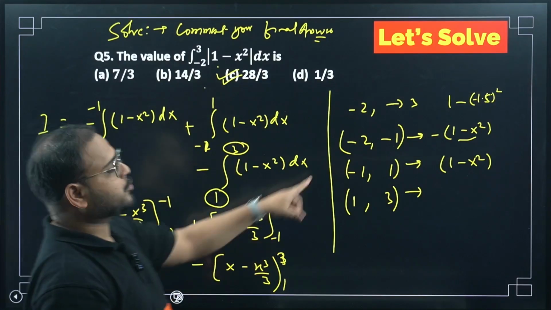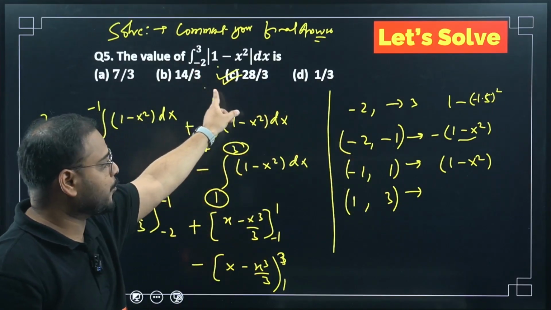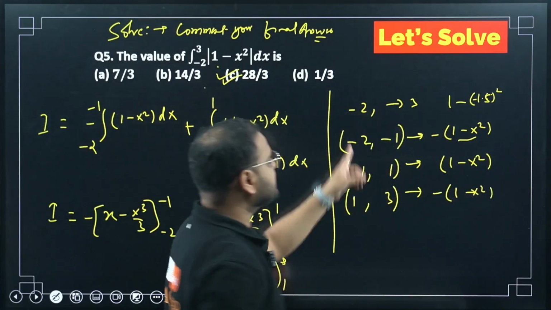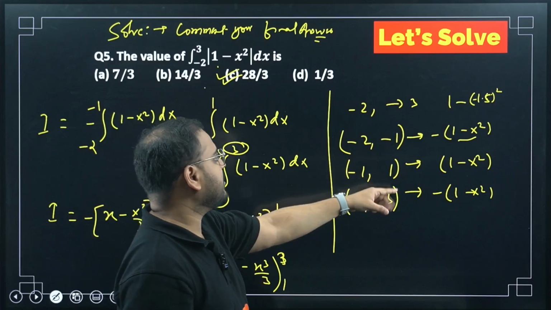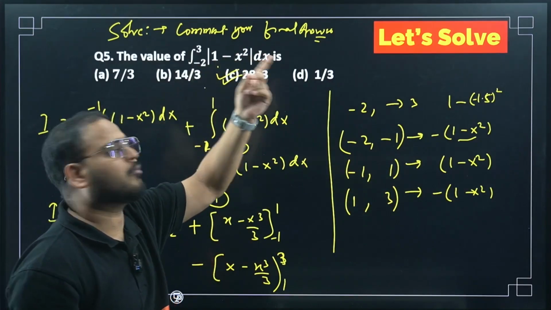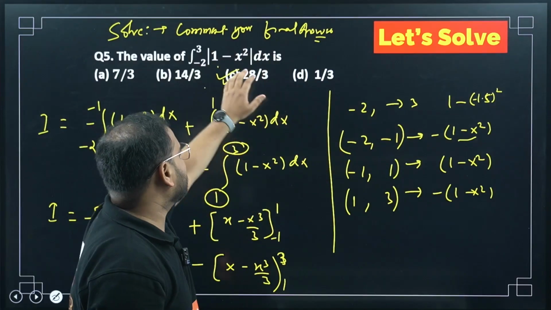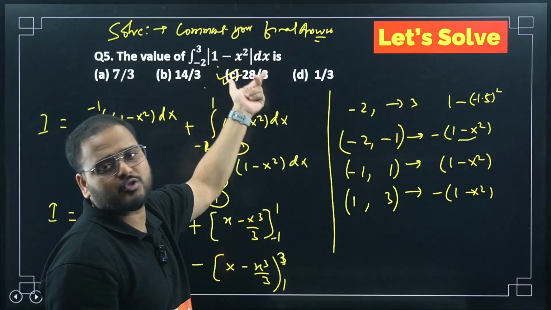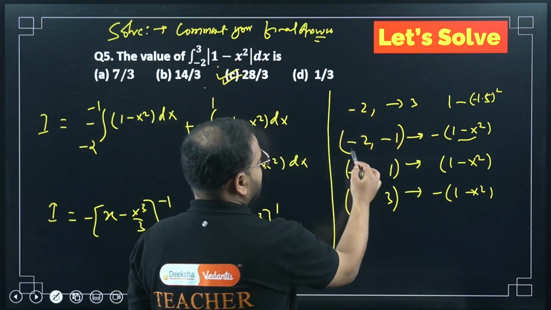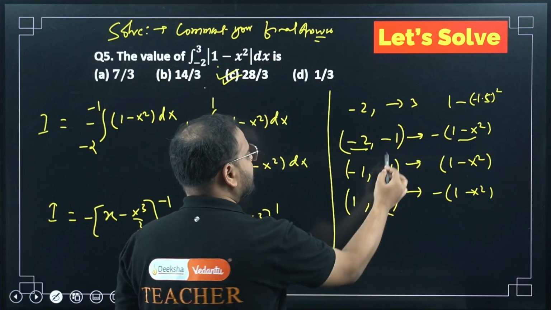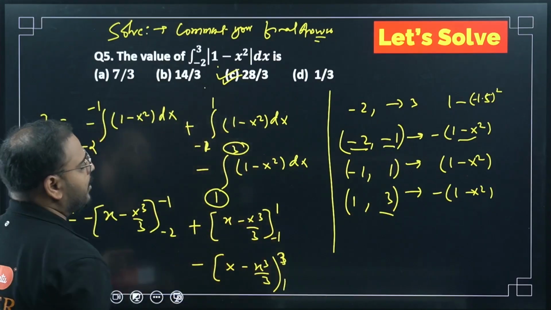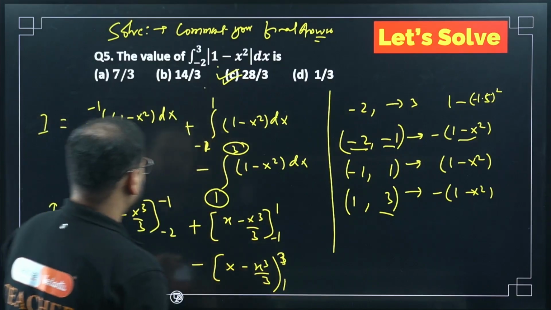Please have a look. What did I do? I got to know the nature of the mod. How is this mod opening, from where to where? The critical points are minus 2, minus 1, 1, 3. How do you know critical points, sir? Put 1 minus x square equal to 0. You'll get 1 and minus 1. This is 0 at x equals 1 and x equals minus 1. So, apart from the boundaries, which are minus 2 and 3, I have critical points minus 1 and 1. So I broke the integration at the critical points: minus 2, minus 1, 1 and 3. I got my answer as 28 by 3.